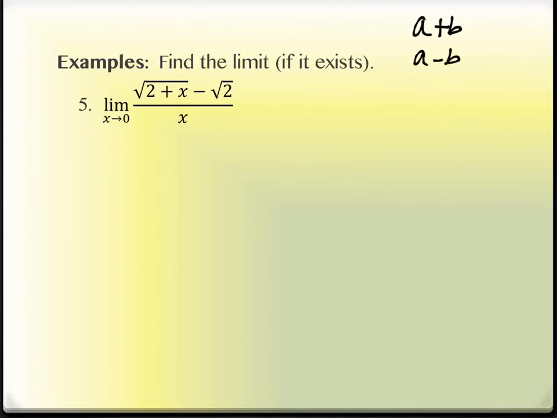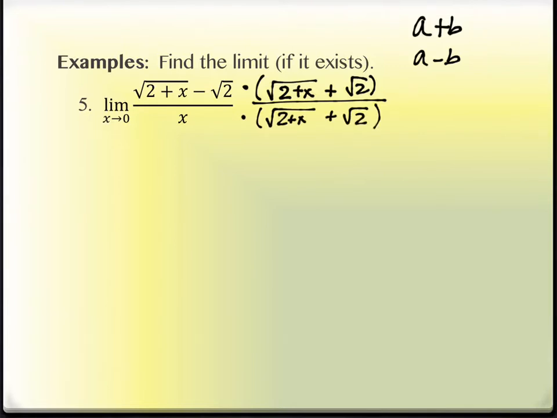So the conjugate is the same value that we have with the opposite sign. So on the top we have the square root of 2 plus x, and then plus the square root of 2. And anytime we multiply a fraction's numerator to keep equal fractions, we multiply the denominator by the same value. Like that.